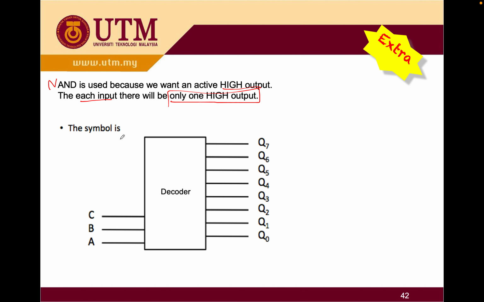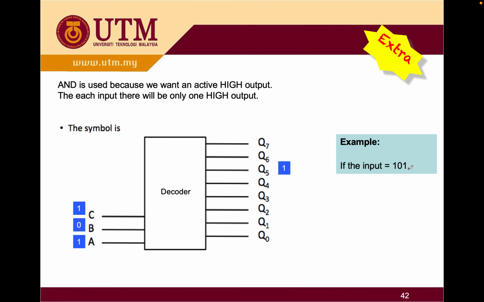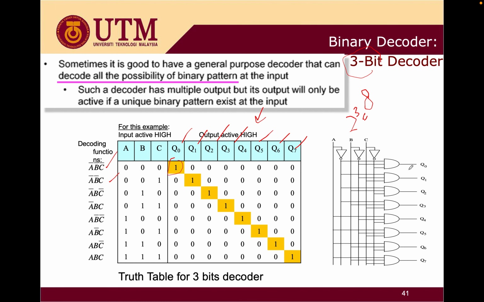The symbol is like a block diagram. You have 3 inputs here, you're going to have 8 outputs here, which is a 3-bit decoder. For example, if the input is 101, what will happen? 101, it will be at your Q5.